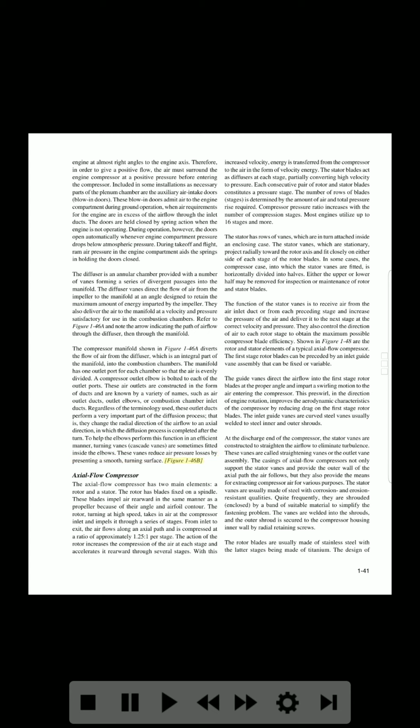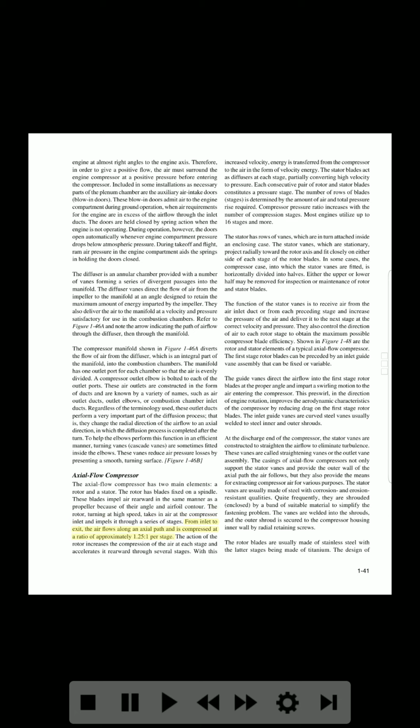Figure 1-46B, Axial Flow Compressor. The axial flow compressor has two main elements, a rotor and a stator. The rotor has blades fixed on a spindle. These blades impel air rearward in the same manner as a propeller because of their angle and airfoil contour. The rotor, turning at high speed, takes in air at the compressor inlet, and impels it through a series of stages, from inlet to exit.